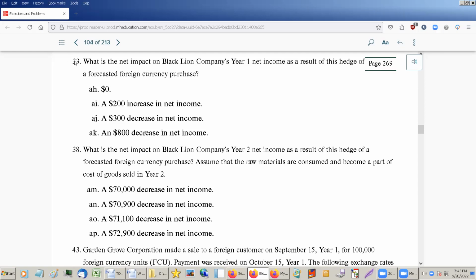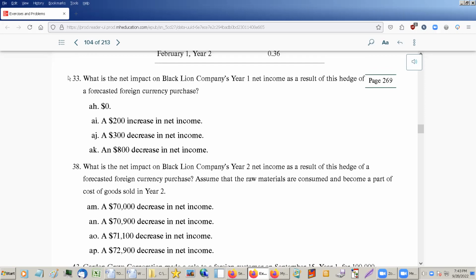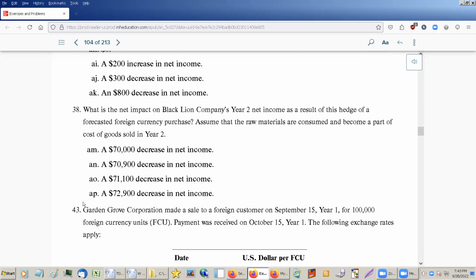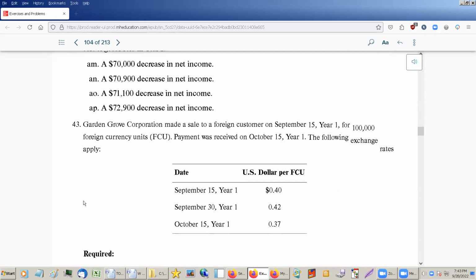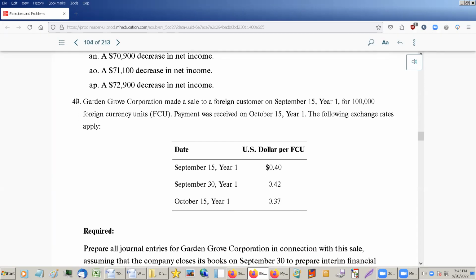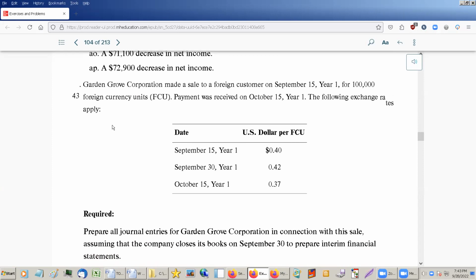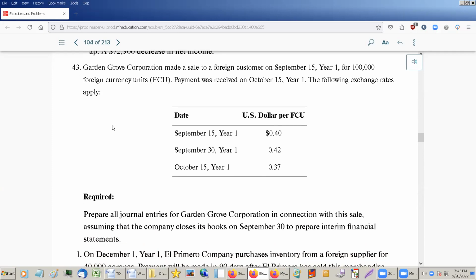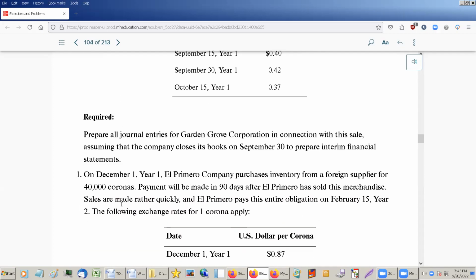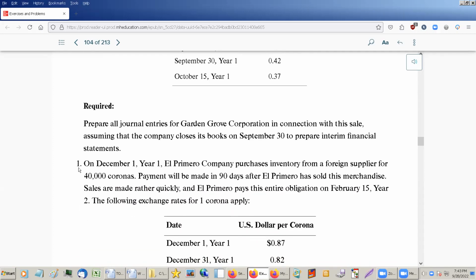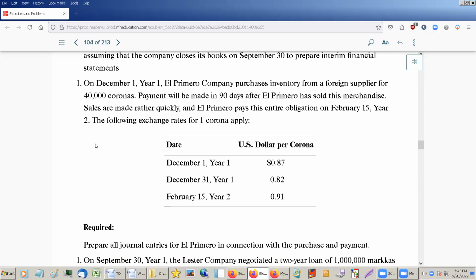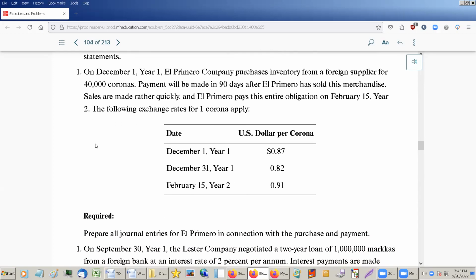You'll notice I got these wacky numbers. It goes from 33 to 38 to 43. And I think it's this one. I think my 43 is your number 11. Garden Grove Corporation. Yeah, that's what it looks like in my book. Okay. So number 11 would be Garden Grove. And I think this number 1 down here is actually number 12 on yours. El Primero. Yeah, it's the same.